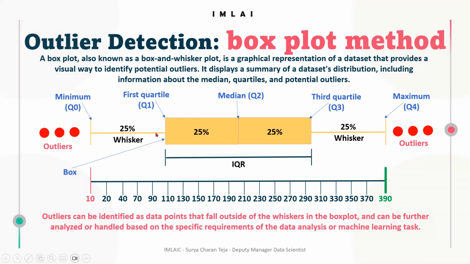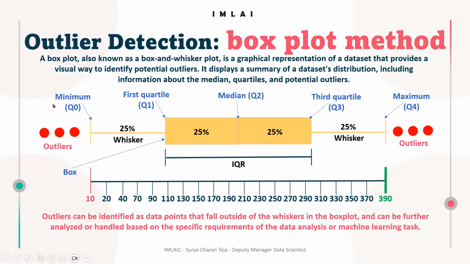Then let's draw whiskers extending from the box. The whiskers represent the range within which most of the data points fall. The lower whisker extends from the bottom of the box, or left of the box, to the smallest data point within 1.5 times the IQR below Q1.